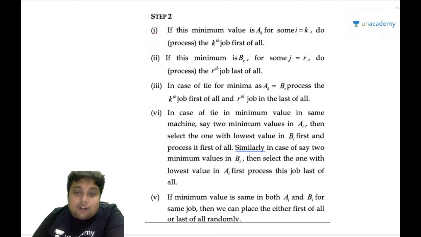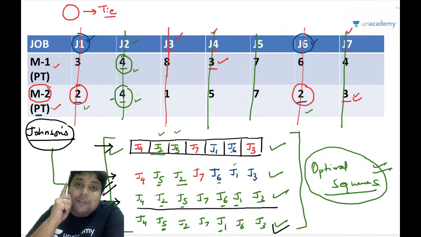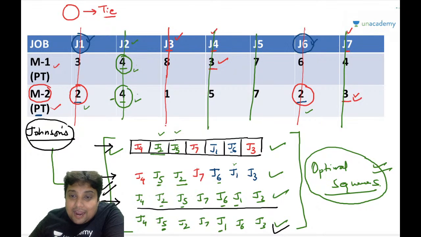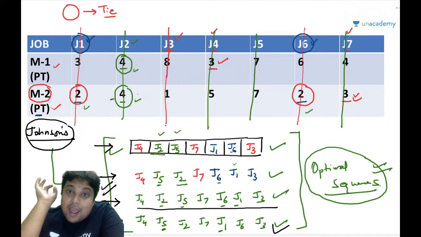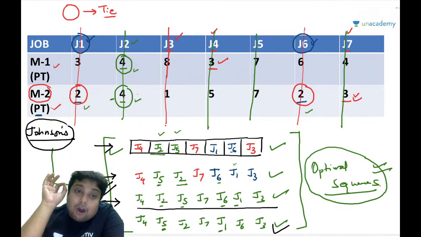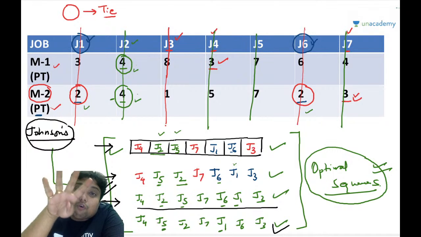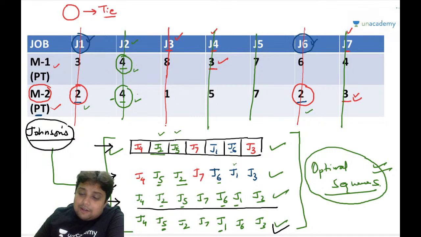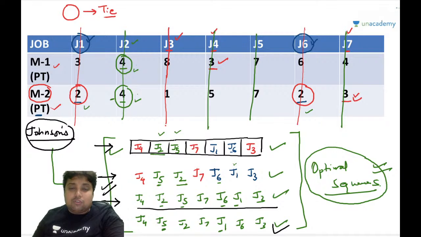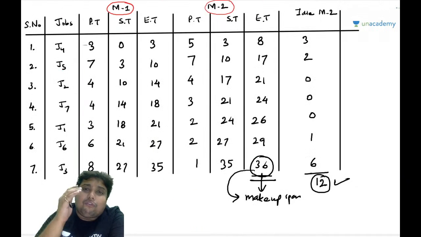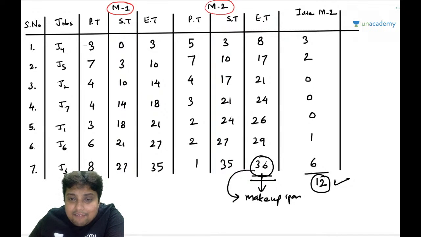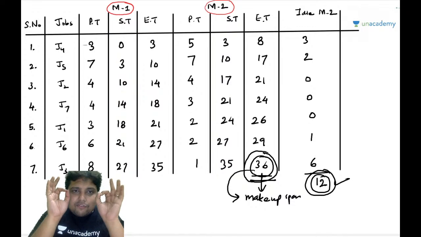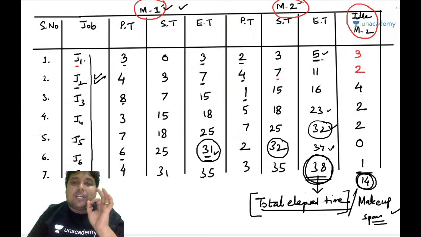Remember, Johnson's algorithm's job is to minimize the makespan. We had 4 sequences, and I specifically said that in the textbooks there will be only one sequence. I will tell you how to attain that one sequence. But I had 4 sequences via Johnson's algorithm, and using all 4 sequences, you and I together formulated 4 different tables, and in every case the makespan was 36 and the idle time was 12.